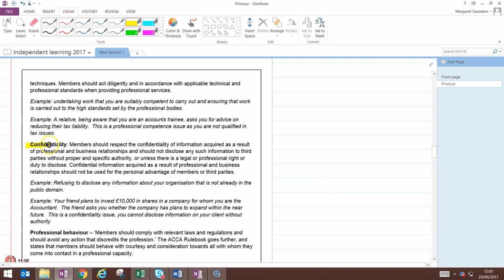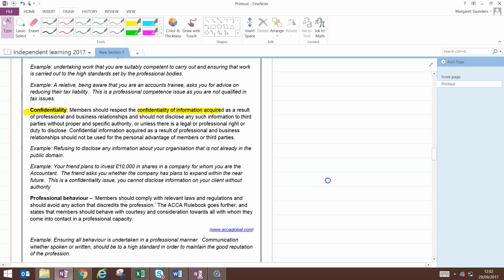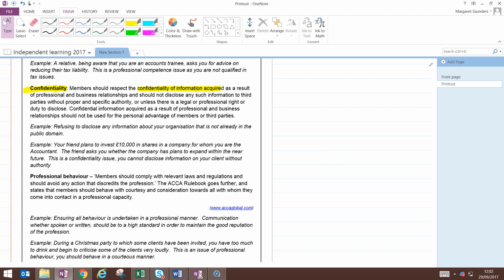We have confidentiality. So members should respect the confidentiality of information that's acquired. So if you're working on a client's work, then you should ensure that any information you have about that client you do not disclose to a third party. And again, we have an example. So your friend plans to invest £10,000 in shares in a company for whom you are the accountant. So the friend asks you whether this company has plans to expand, because obviously an expansion would affect the share prices. This is confidential information. You cannot disclose that information to your friend.